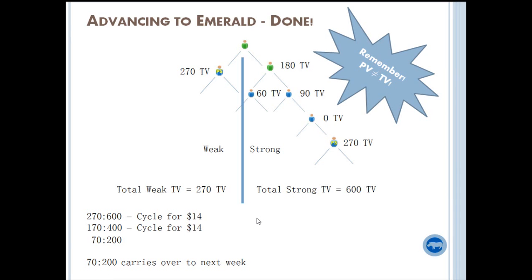So hopefully you're starting to see why the strong leg is the strong leg, right? Your personally sponsored coach in your downline only put up 270 on your strong leg, but your strong leg volume is 600 that you get to cycle off of, okay?